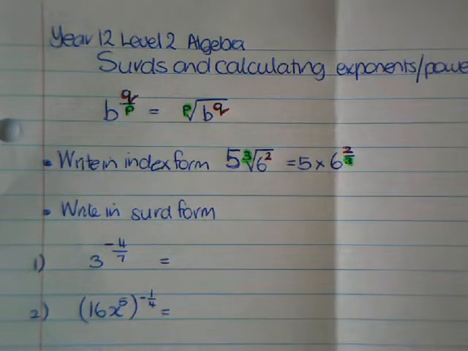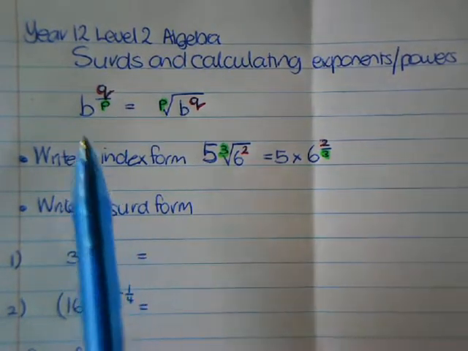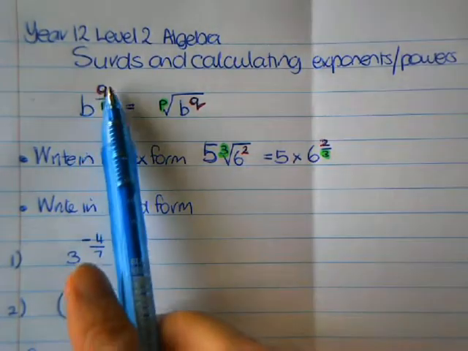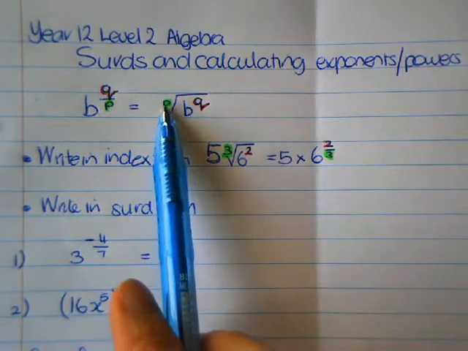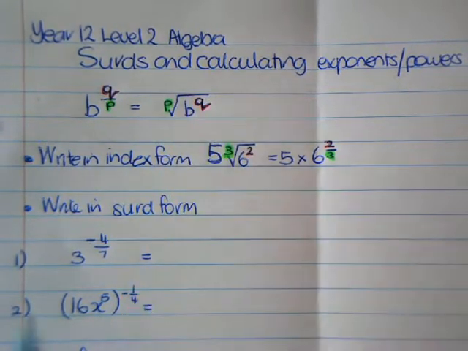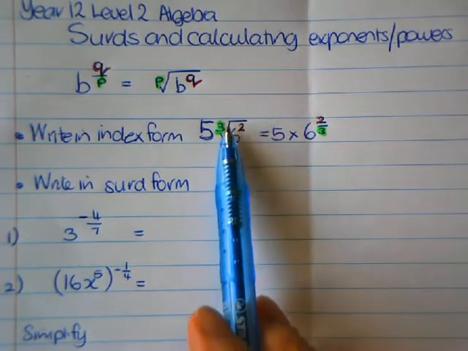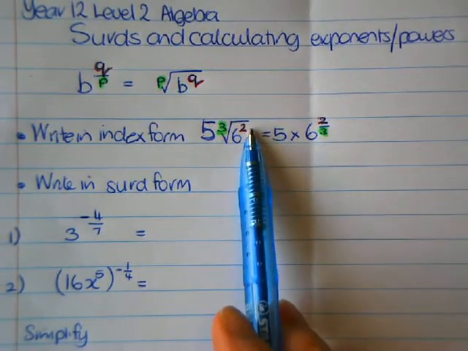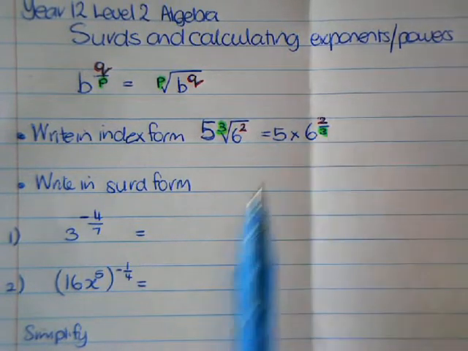So this is Year 12, Level 2 Algebra, Surds and Calculating Exponents and Powers. This power here, q over p, for the base b, can be written as b to the power of q with the p root of that. So that's two ways of writing the same thing. And here we can see it with numbers: 5 times the cube root of 6 squared is the same as 5 times 6 to the power of 2 thirds.